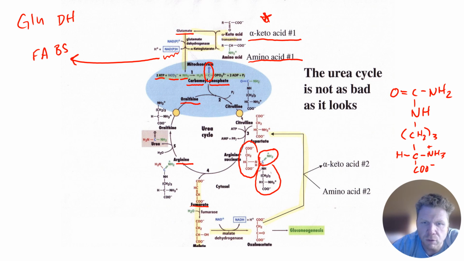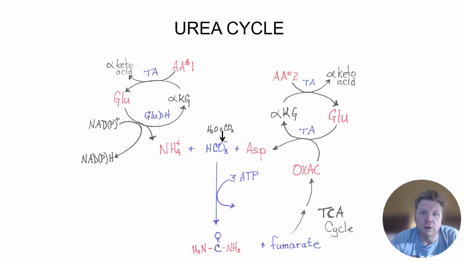So arginine gives way to ornithine, ornithine gives way to citrulline, citrulline to arginosuccinate, to arginine, to ornithine, and so on. Now, this is a fairly complicated pathway. I'm not going to say that it's anything but that. But I want to go through and break down some of the parts that are most important for y'all to be familiar with.